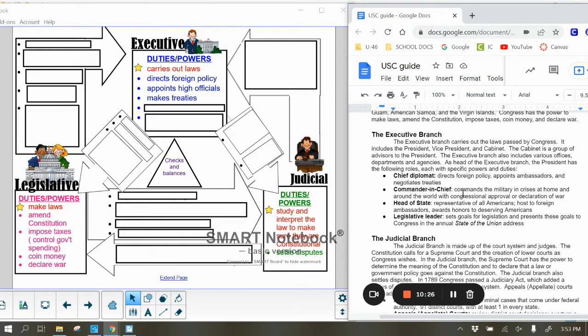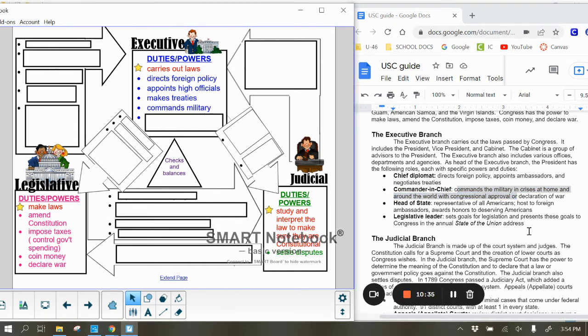Then we see the commander-in-chief, and he commands the military. So that's going to be next, commands the military. And then of this next one, head of state, some of these are not necessarily powers. Representative of all of Americans is not a power. Awarding honors to deserving Americans can be considered to be a power, but it's not one that needs to really be checked up on necessarily. So one that definitely should be included here is the host to foreign ambassadors. So that's part of what he needs to make sure that he's doing when he is meeting with people from other countries.